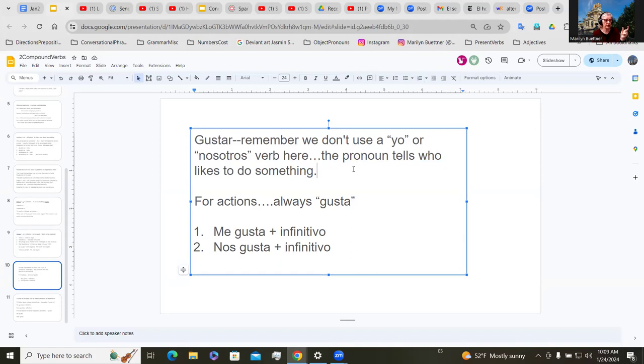Okay, so really you're using this as something is pleasing to somebody. That's why the pronoun changes. It tells you who likes something, right? It's just that their structure is a different setup than our English structure. Entonces, fácil. Me gusta, por ejemplo, me gusta cocinar, me gusta hornear, me gusta trabajar con el carro, así, bien. En presente es fácil, ¿verdad?